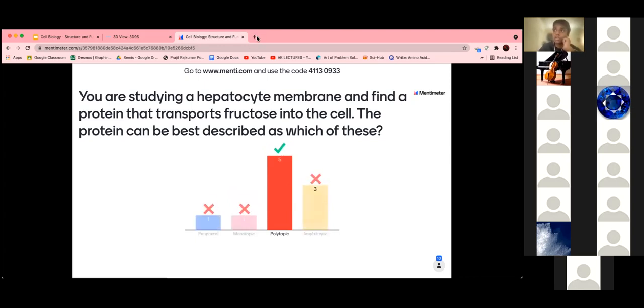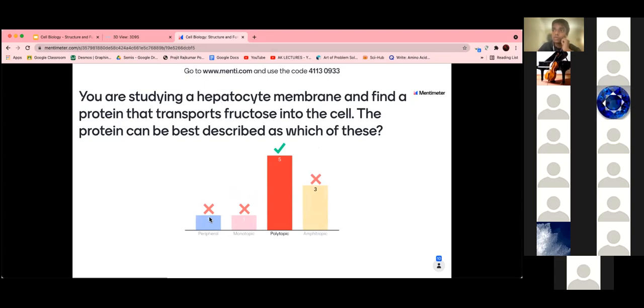Right, most people got this correct. Let me go over the question now. The question talked about you're studying a hepatocyte membrane. So this is just a liver cell, and you find a protein that transports fructose into the cell. The specific name of the protein, I believe, is called the GLUT2 receptor. And we want to know which of these terms best describes the protein.